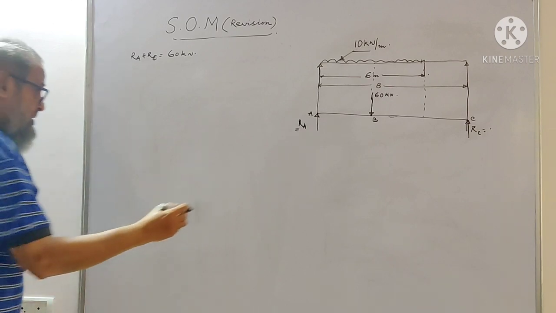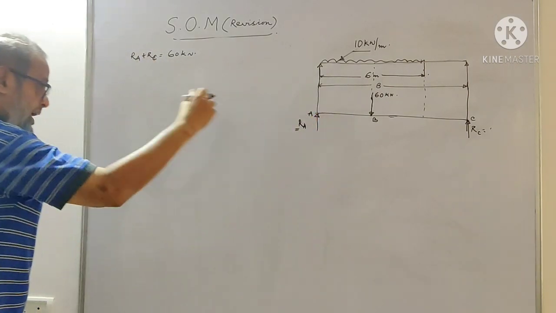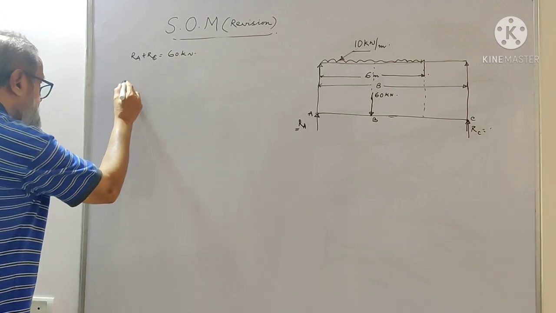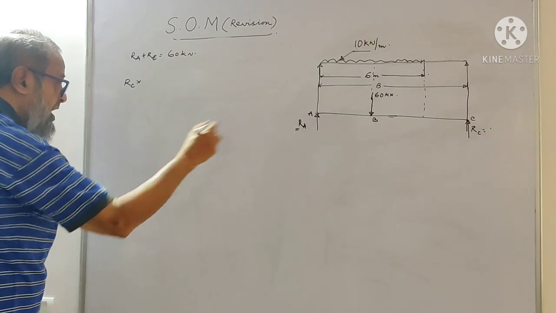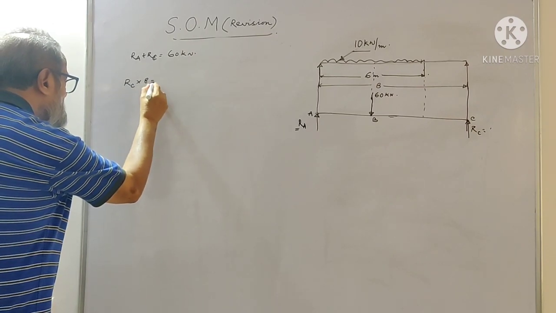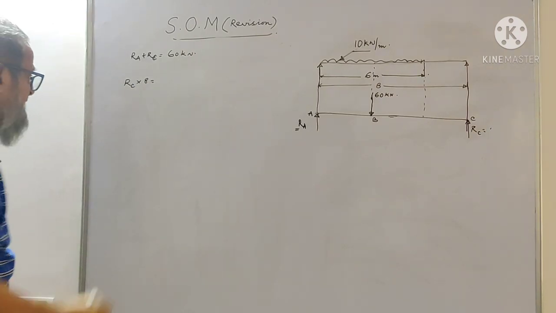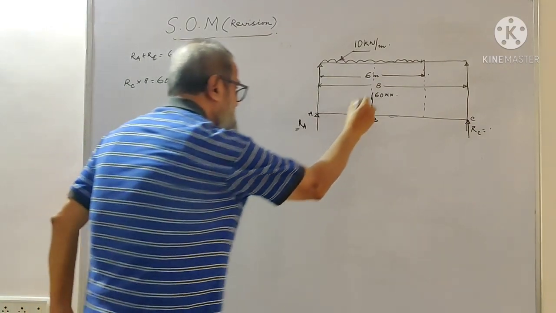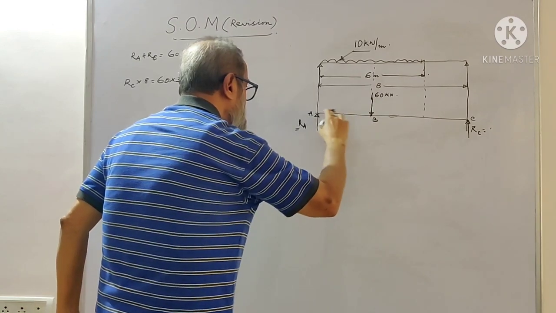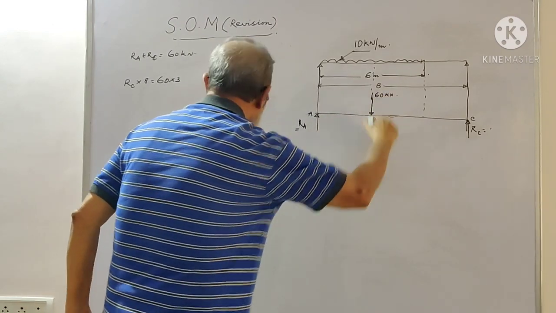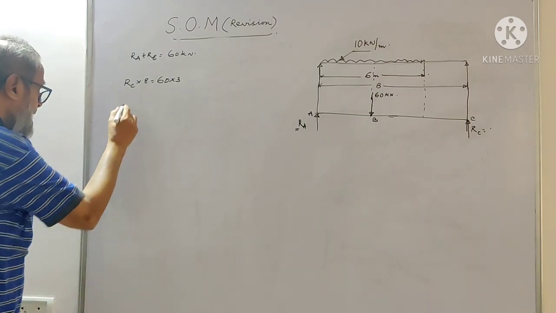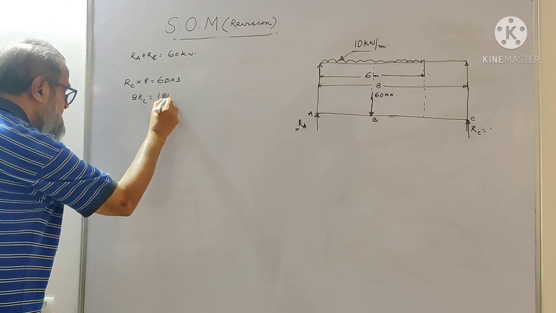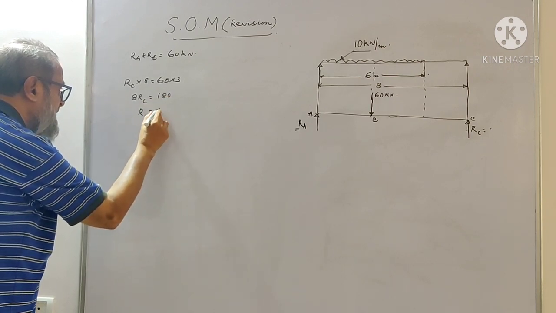Then taking moments at A, the anti-clockwise moment is RC into 8 is equal to 60 into 3. This is the clockwise moment, that is the anti-clockwise moment. So 8 RC is equal to 180. So RC is equal to 180 by 8.